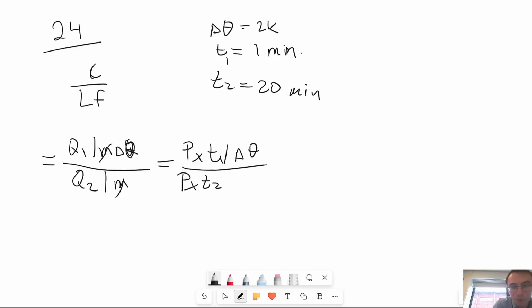And the power will also cancel out because it's still on the same heater. Now my T1 is 1. So the top of the fraction is going to be 1 over delta theta, which is 1 over 2. And then we're also further dividing by 20 for T2. So we're going to get 1 over 40, meaning that the correct answer has to be A.